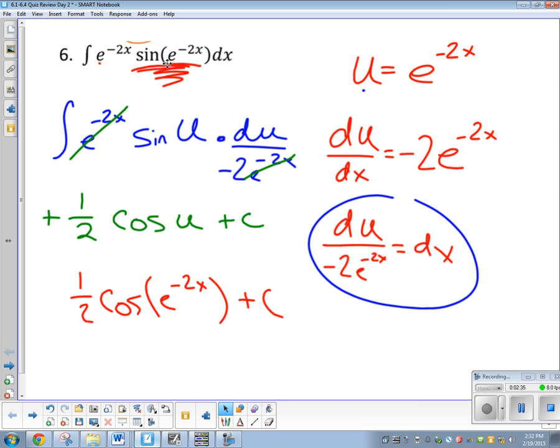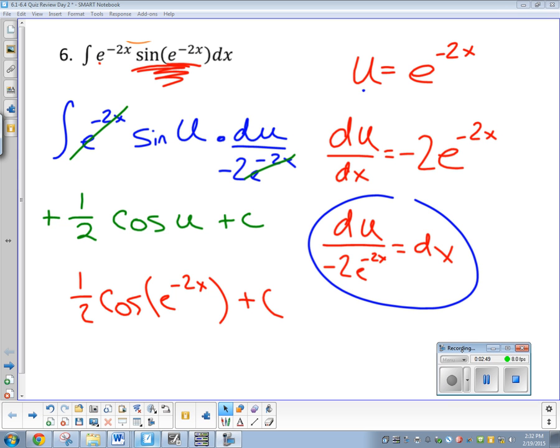If you're not plugging u back in, what's u? We don't know what it is. We want you to see you plug that back in. So if it's a plus c problem, you're going to plug it back in. If it's not a plus c, like if it has bounds, then you're never really going to go back to that u anymore. But it's a plus c, so I've got to plug my u back in.